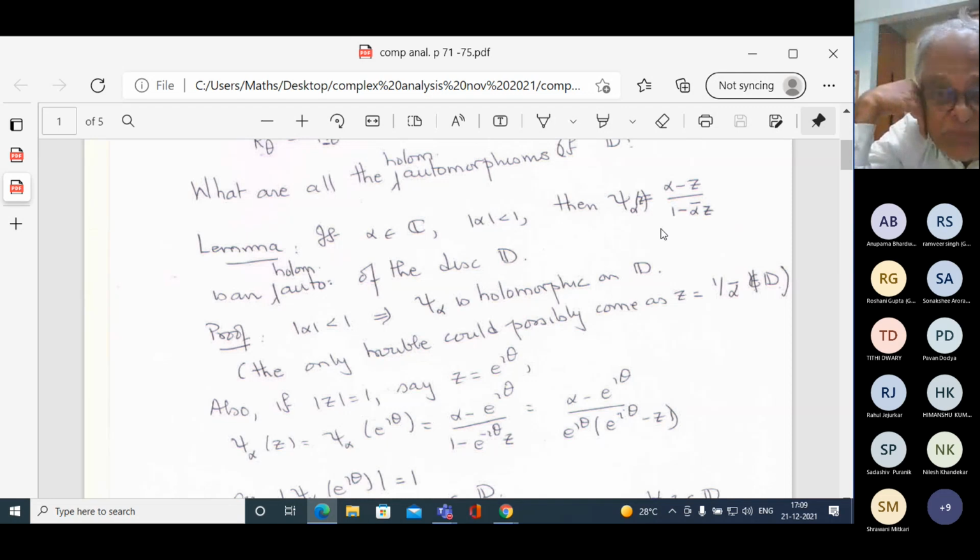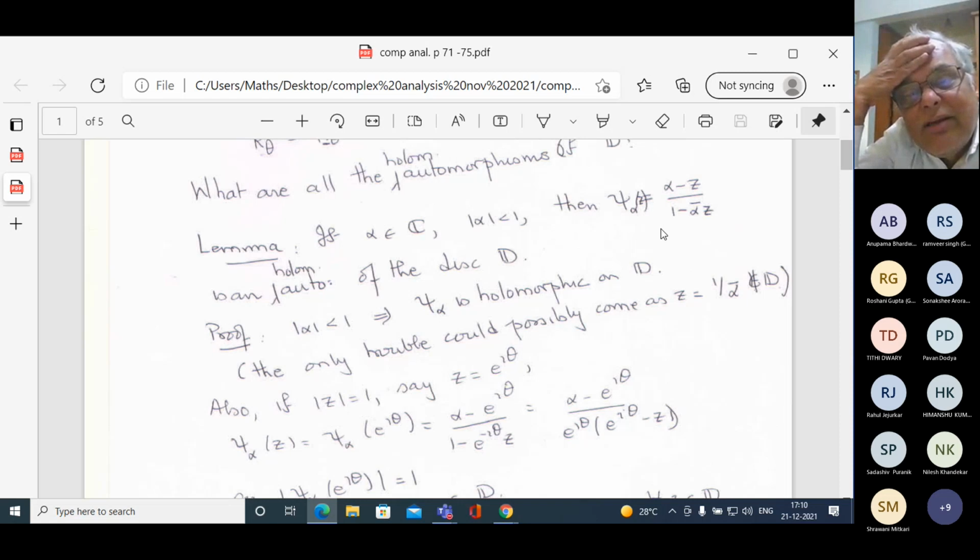There exists an open set which contains the unit disk on which psi alpha is holomorphic, because the problem arises at 1 over alpha bar, which has absolute value strictly greater than 1. So psi alpha in fact has a holomorphic extension on a slightly larger disk. How large that disk extension is depends on the alpha.